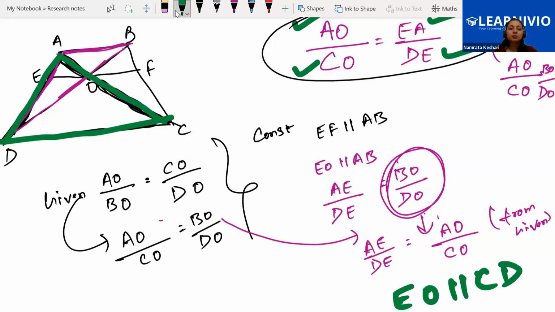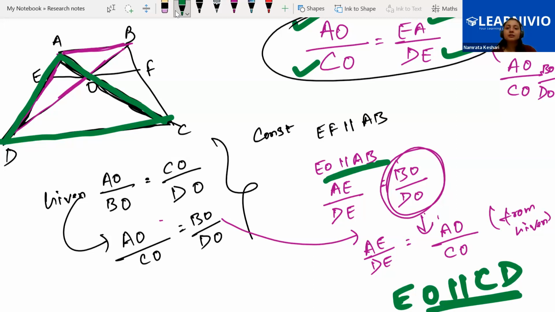EO was parallel to AB also. So all together are parallel with each other, yes or no? And if AB and CD are parallel, it is nothing but just this quadrilateral is a trapezium, right? Does it make sense? EO and CD are parallel. Hence, EO, CD, AB, all are just parallel with each other. See, EO is parallel to AB, EO is parallel to CD. So all are parallel with each other. Hence, this quadrilateral is a trapezium. Right?